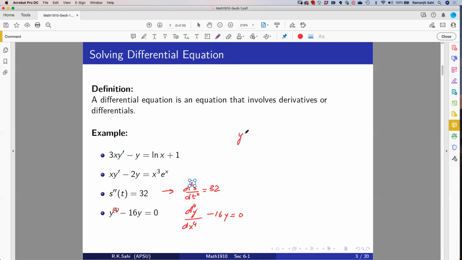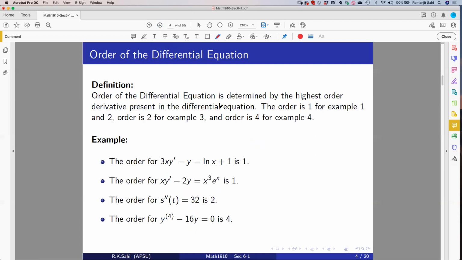Now remember, y prime can be written as dy by dx, because the other variable in the first and the second differential equations is x. So we can write it as dy over dx. This is just a short form of writing the differential dy by dx. Moving further, we have these four differential equations, and we're going to look at the order of these differential equations. The order is determined by the highest order derivative present in the differential equation.